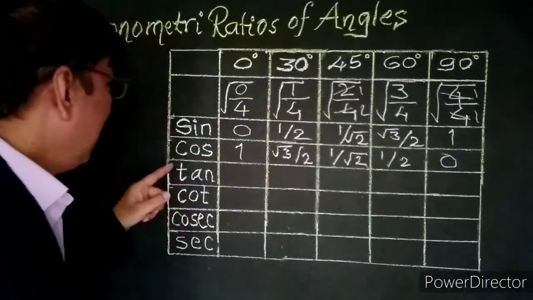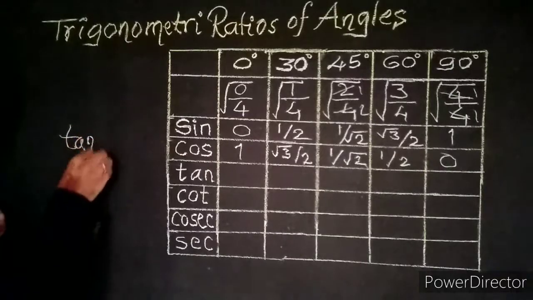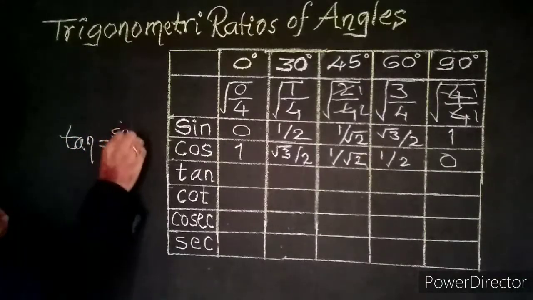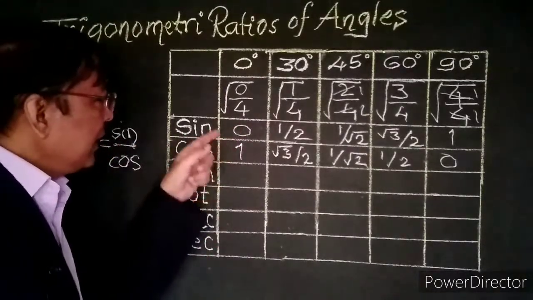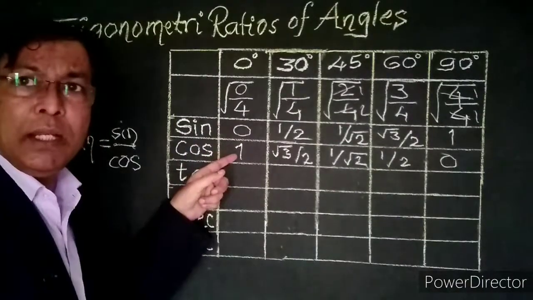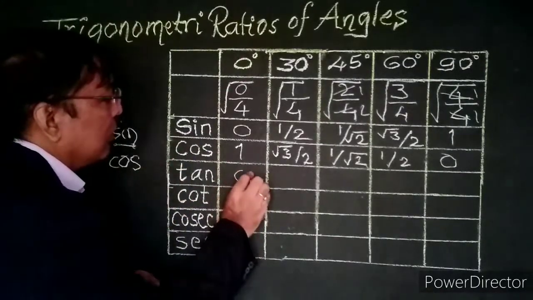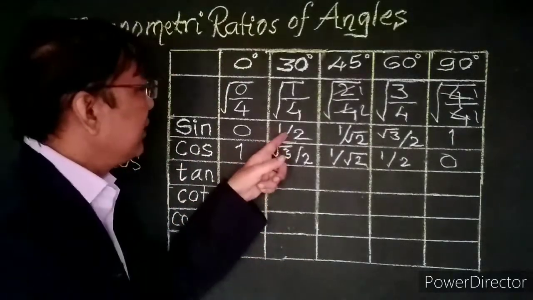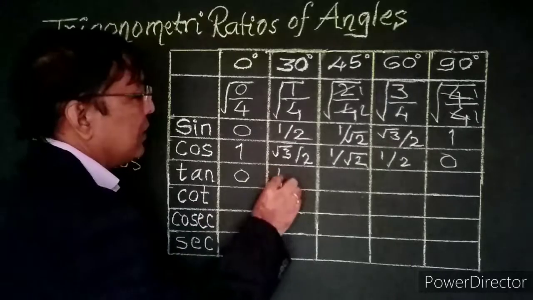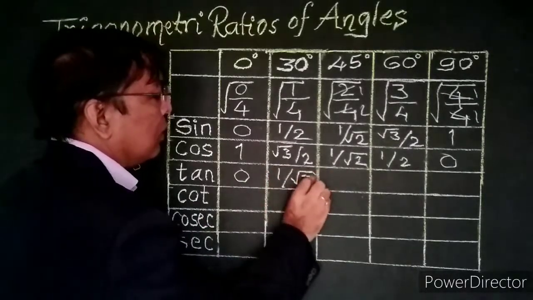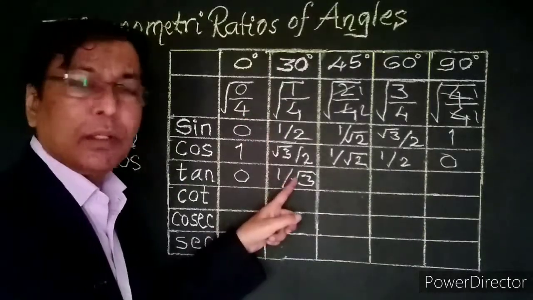To find the values for tan theta, we know that tan is nothing but sine theta upon cos theta. Let us divide sine value by cos value here only in our mind. 0 upon 1. 0 upon any number means what? 0. When we divide 1 upon 2 divided by root 3 upon 2, 2 get cancelled, we get 1 upon root 3. This shows that tan 30 degree means 1 upon root 3.